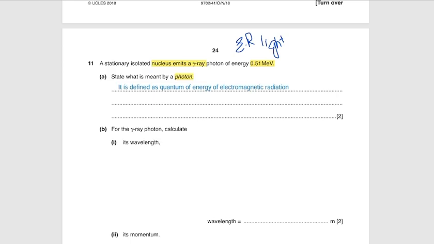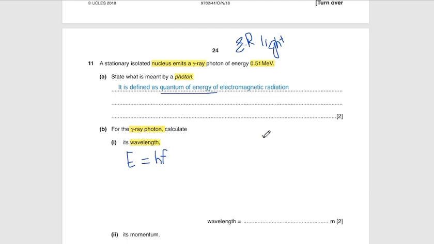And then you have the B part, which says for the gamma ray photon, we have to find out its wavelength. Now that we are dealing with a photon, you should know that there is some energy, because we just said that it is the quantum of energy. That means a photon contains some amount of energy, and that energy can be E equals hf, where h is the Planck constant and f is the frequency. But we have to find out the wavelength.